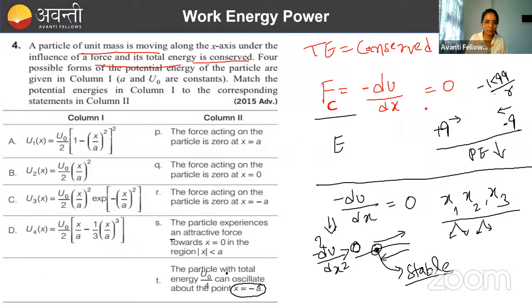So options if you're going to look at, so force acting on the particle is 0 at x equal to a, correct? Force acting on the particle is 0 at x equal to 0, correct? Force acting on the particle is 0 at x equal to minus a, correct? So all these P, Q, R are correct. Now let's check S. The particle experiences an attractive force towards x equal to 0 in the region this. Again, how we will check that?